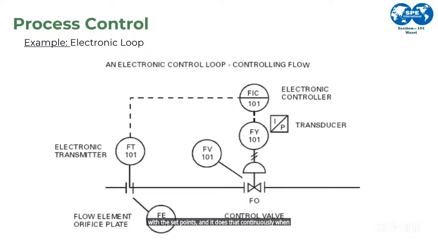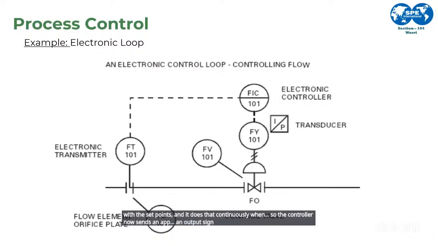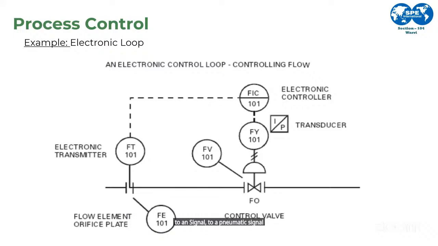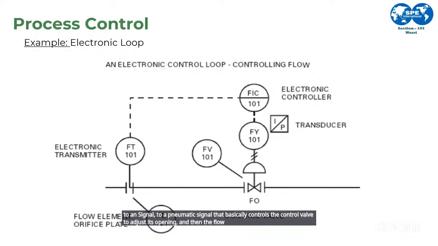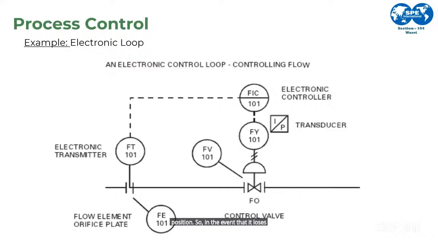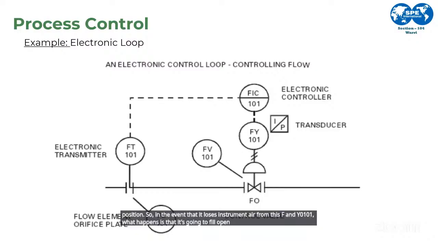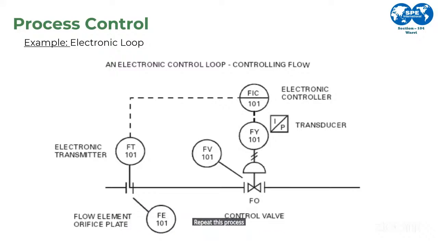So the controller now sends an output signal. The output signal, that is FY001, converts that electrical signal to an air signal, a pneumatic signal that controls the control valve to adjust its opening, and then the flow flows through the control valve. As you're able to see from this, the control valve is in a fail open position. So in the event that it loses instrument air from this FY0101, it's going to fail open. It's going to remain in the open position, and then this fluid basically changes. So it just repeats this process over and over again.